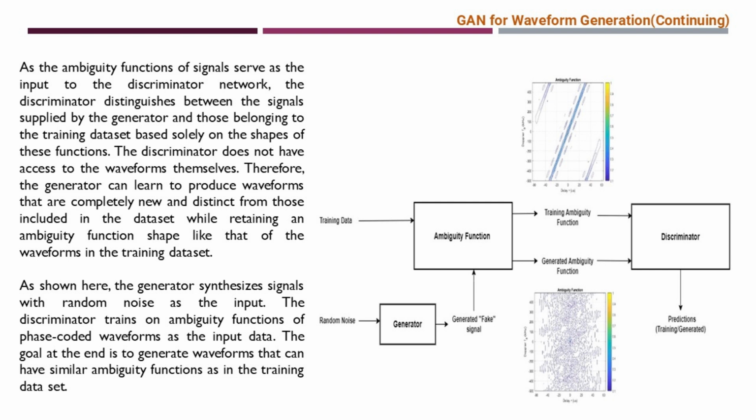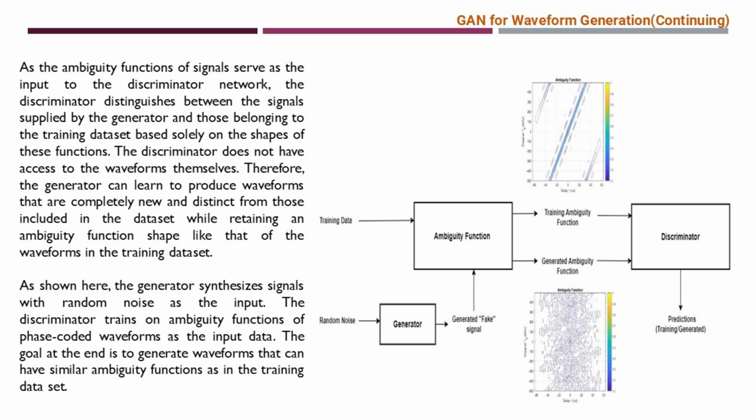Since the discriminator is only concerned with the ambiguity function shape, the generator has the freedom to create completely new and distinct waveforms, as long as the ambiguity function of these new waveforms resembles those in the training set. This allows the model to generate unique waveforms that are not present in the original dataset, while still keeping their key performance characteristics, like range and Doppler capabilities, intact.